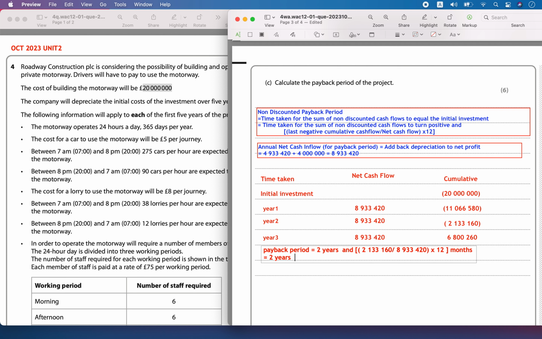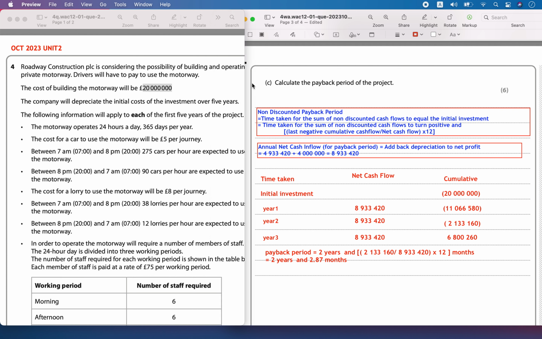So 2 complete years it's going to take and 2.87 months, or 3 months more it will take to complete this payback period, to get back that initial investment due to the project.